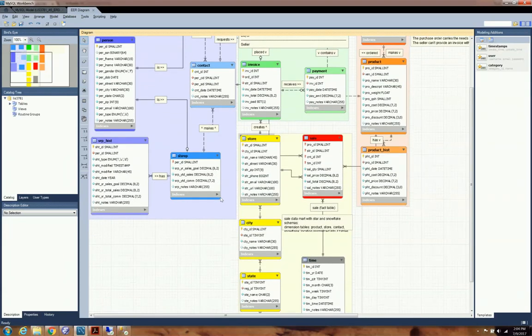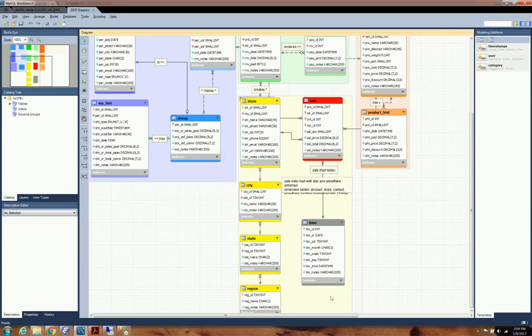All right, gang, that's the design, and we'll go into the T-SQL that you'll be doing here to create your tables and populate your tables.